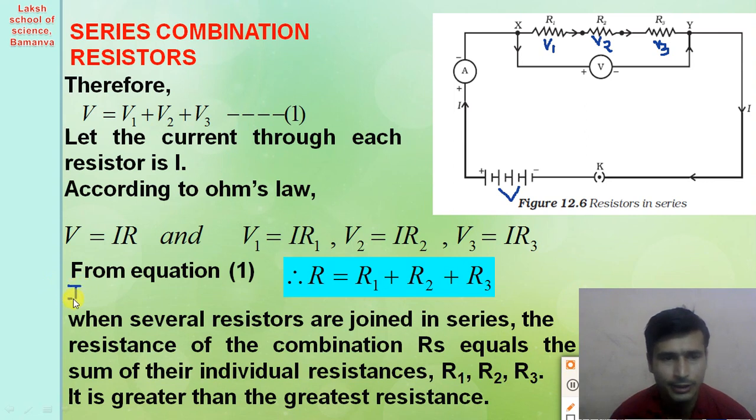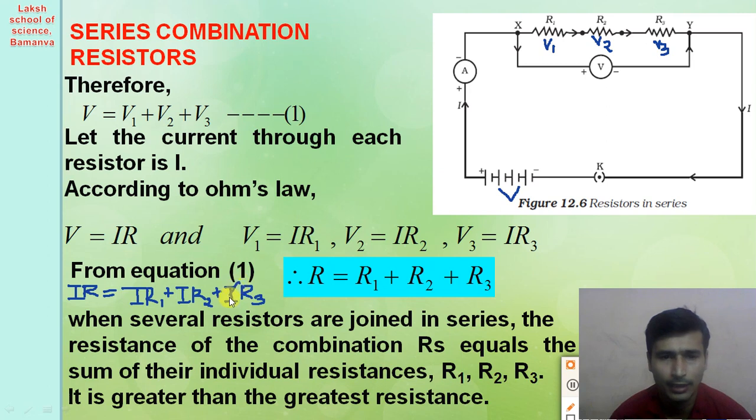Instead of V, we write I into R is equal to V1. Instead of V1, we write I into R1, plus instead of V2, we write I into R2, and instead of V3, we write I into R3. So if we deduce the formula from this, the total resistance R is given.